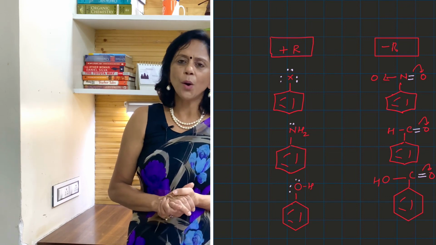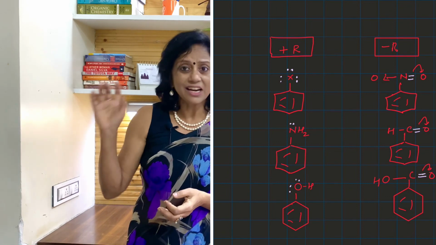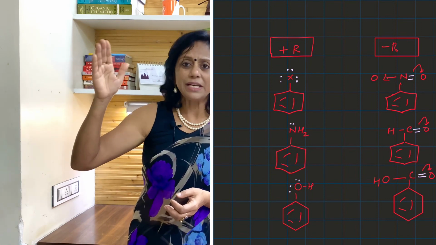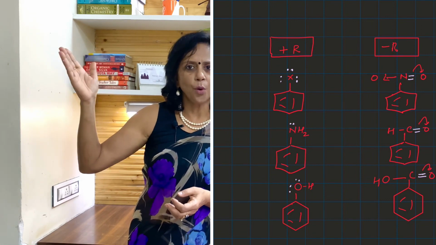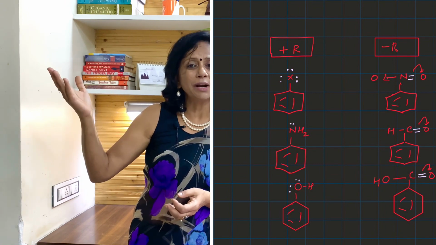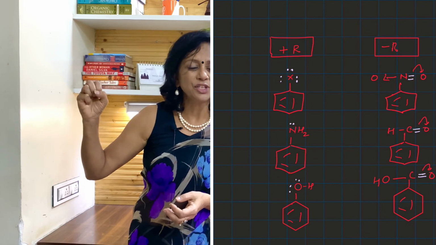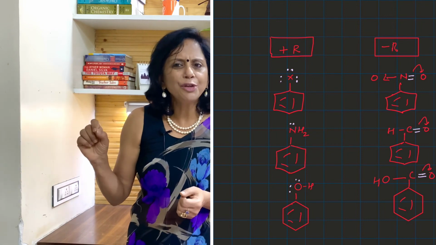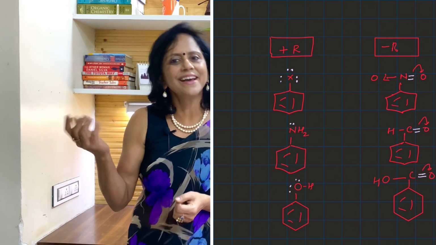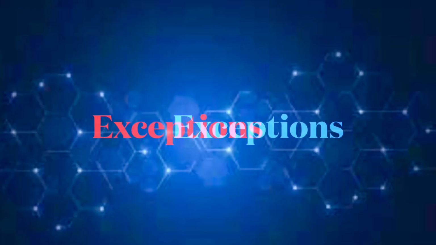For minus R, we explain it this way: there are multiple bonds. Like in nitro, between N and O there is a multiple bond, and towards the other side of the multiple bond the more electronegative species will be there. So wherever you find multiple bonds, it will be minus R. Wherever a lone pair of electrons is there, it will be plus R.